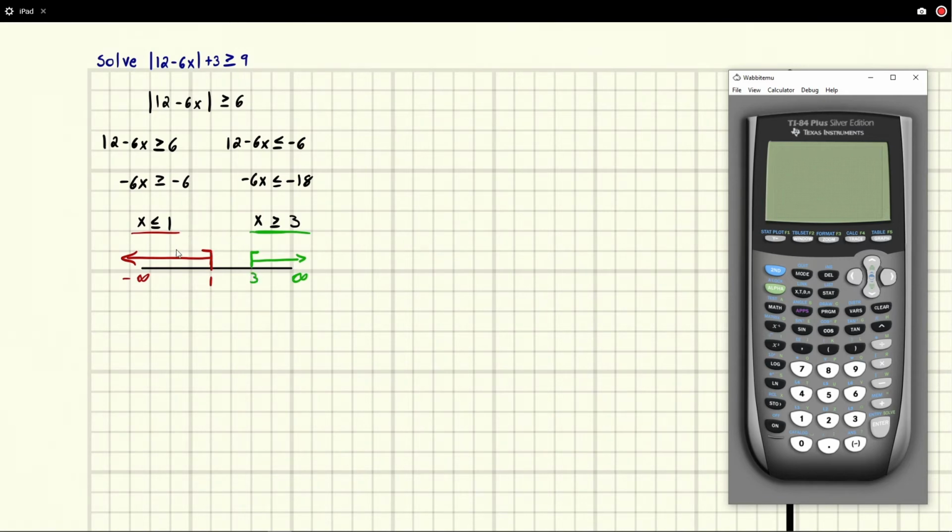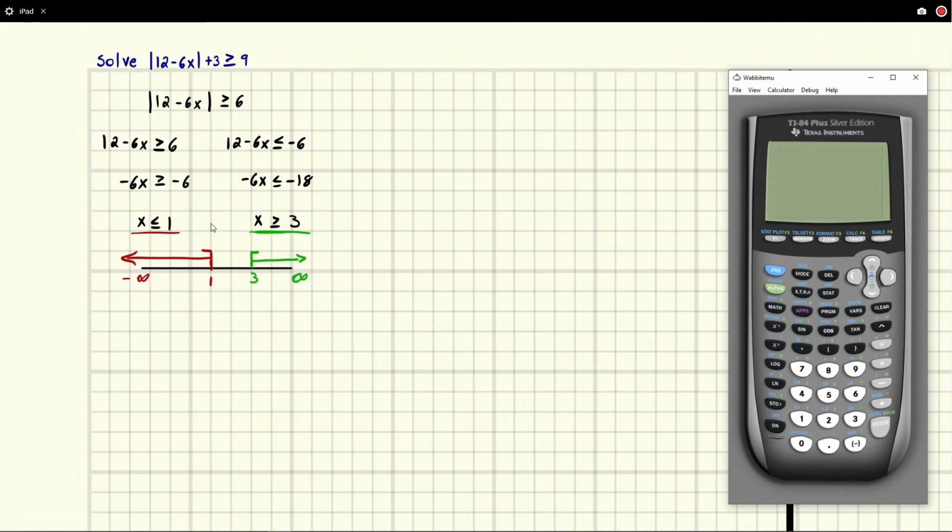Next up, we need to check inside the intervals and ensure that we didn't make a mistake and, oopsie, go the wrong direction. So let's pick a number in here. Let's pick negative 2. So negative 2 is in this interval, or in fact 0. 0 is even easier. So 0 is in this interval. So we're going to pick 0. 6 times 0 is 0. Absolute value of 12 is 12. Plus 3 is 15. 15 is greater than 9.